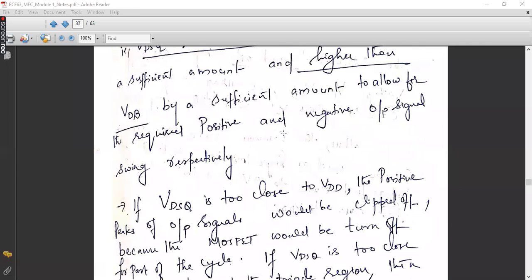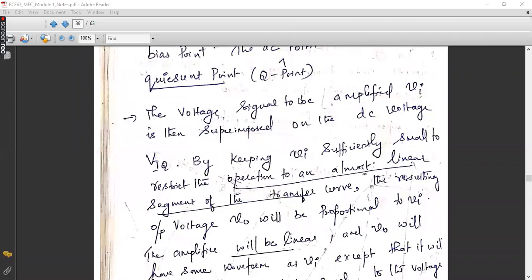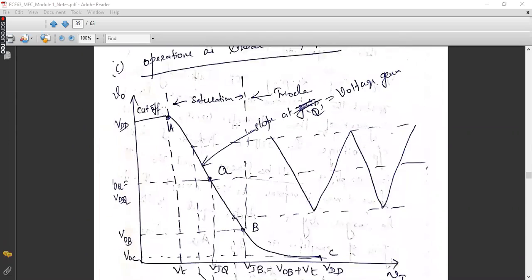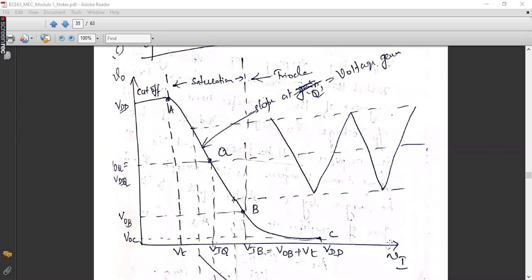To explain the amplification process as well as the switching process, we need this particular diagram, which is called the transfer characteristics, as we have studied earlier. This is the transfer characteristics that we have drawn, which shows the plot between Vi and V0, where Vi is your input voltage and V0 is your output voltage. V0 is plotted on the y-axis and Vi on the x-axis, which exactly shows how the output varies with respect to your input.